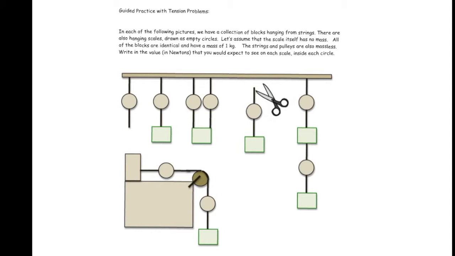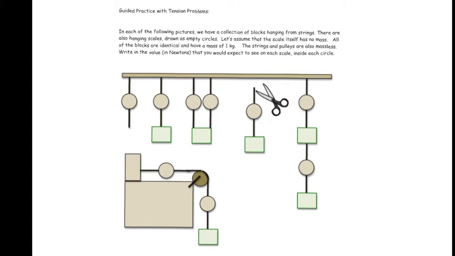In each of the following pictures, we have a collection of blocks hanging from strings. There are also hanging scales drawn as empty circles. Let's assume that each of the scales have no mass. All of the blocks are identical and have a mass of 1 kilogram. The strings and pulleys are also massless. Write in the value in newtons that you would expect to see on each scale inside each circle.